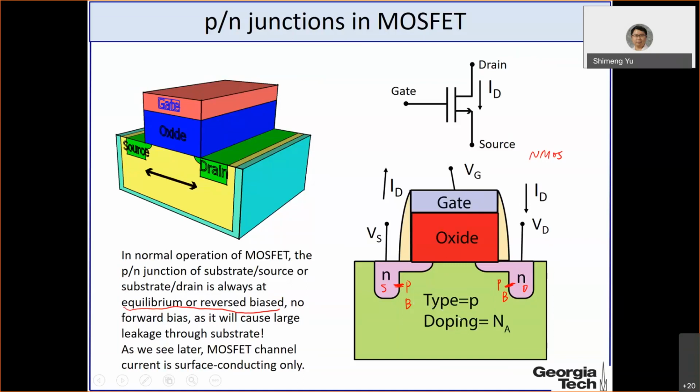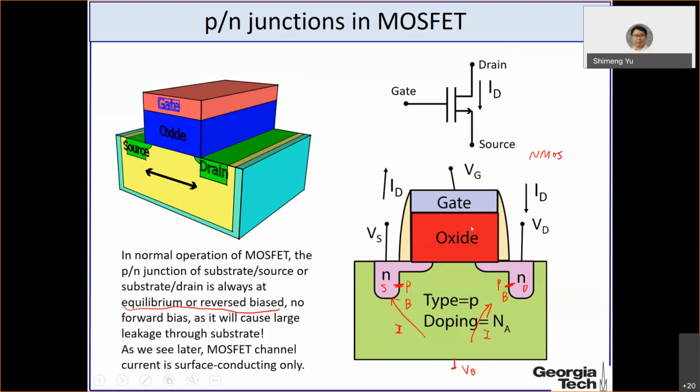Because we don't want large leakage current from the substrate. If you forward bias, for example, somehow for the body contact, you apply positive high voltage to the body, and then you ground source and drain. Then this PN will be forward bias, right? So the PN from, let's say, the body to the source or the body to the drain will be forward bias. That means you have large current flow from the body contact to the source or body contact to the drain. This is not good. This is not what we want.